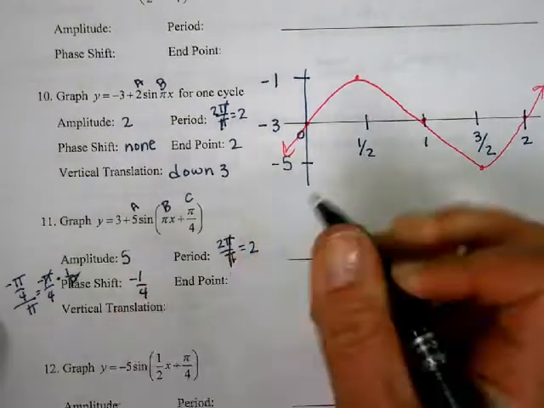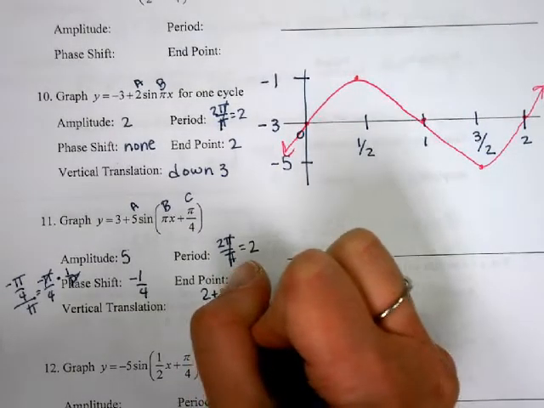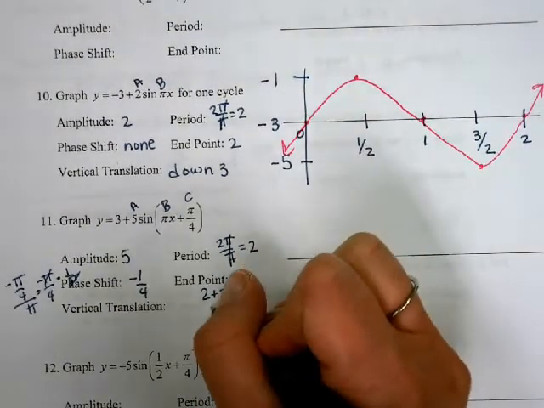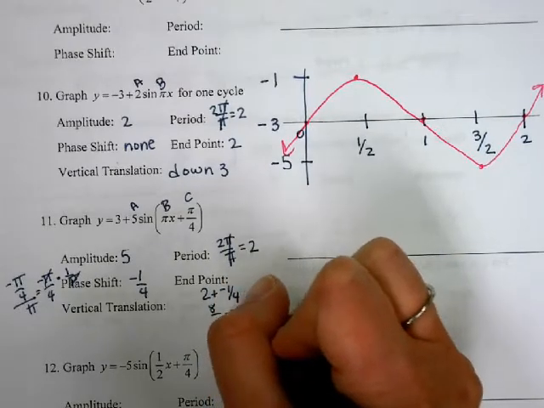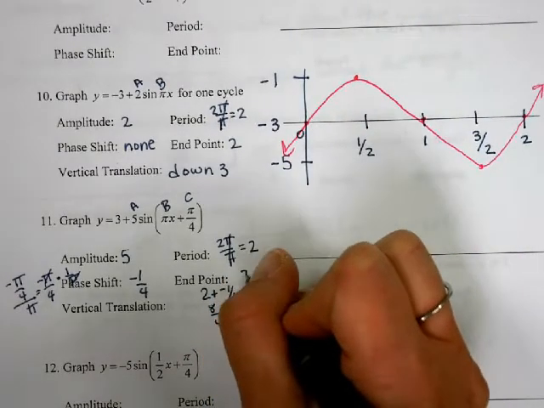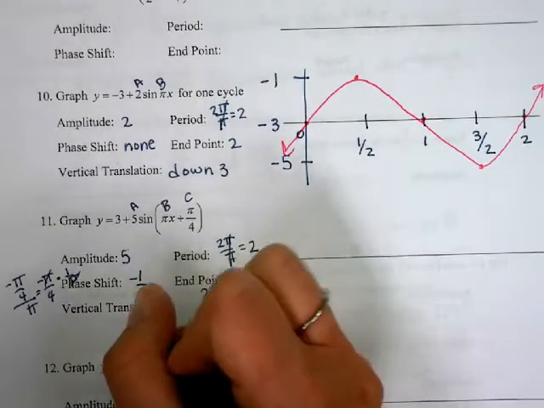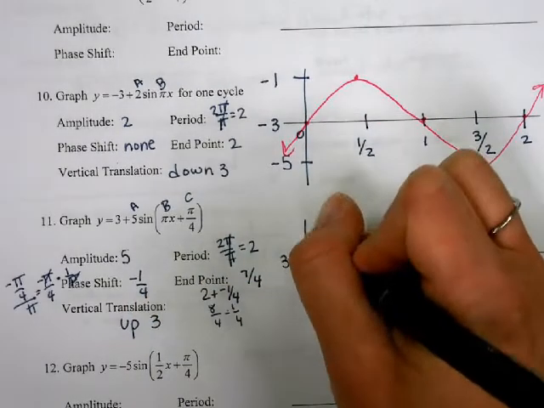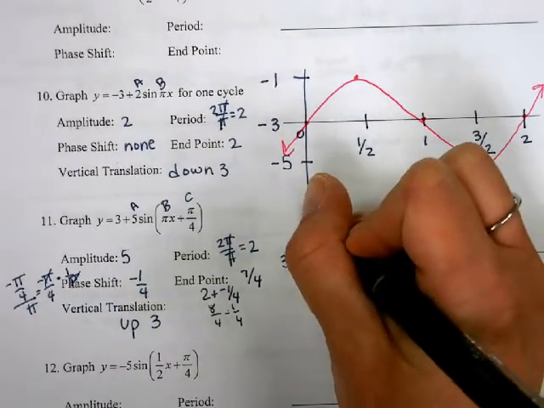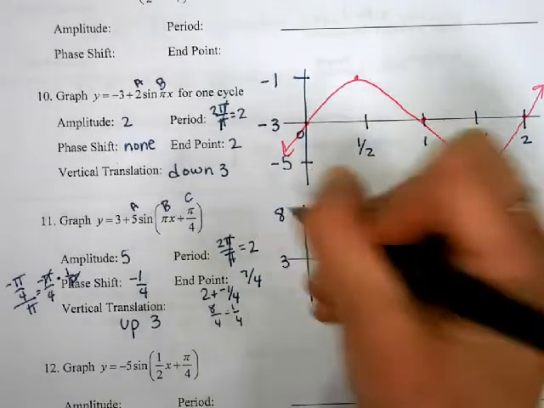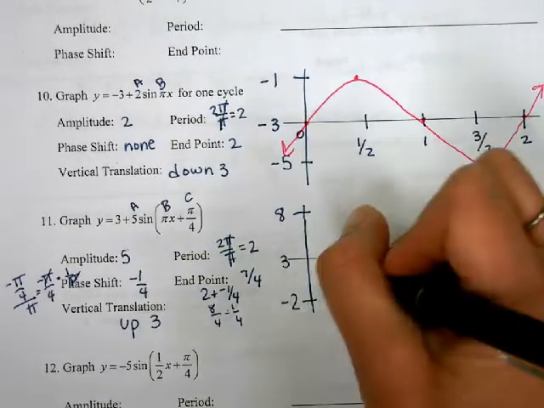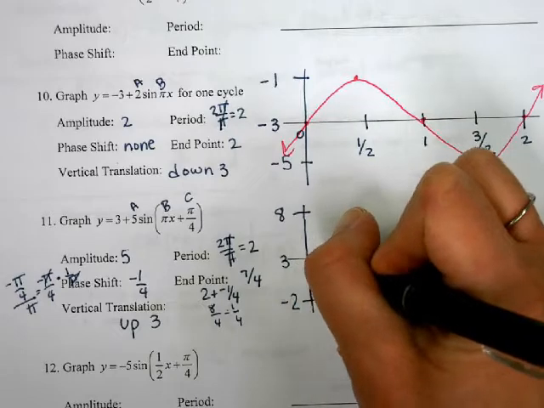2 plus negative 1/4. That's 8/4 minus 1/4, so 7/4. My vertical translation is up 3. So that's 3. Amplitude is 5. 3 plus 5 is 8. 3 minus 5 is negative 2. Phase shift is negative 1/4. End point is 7/4.